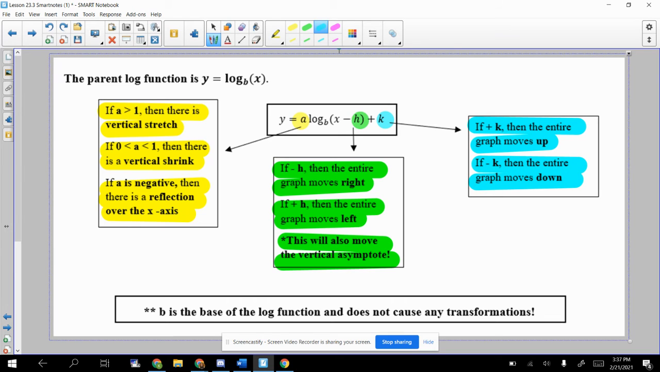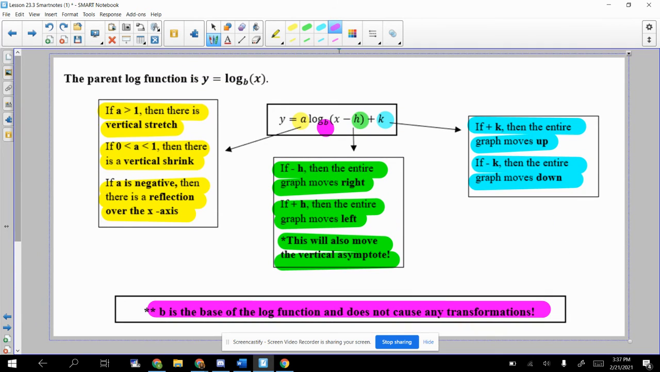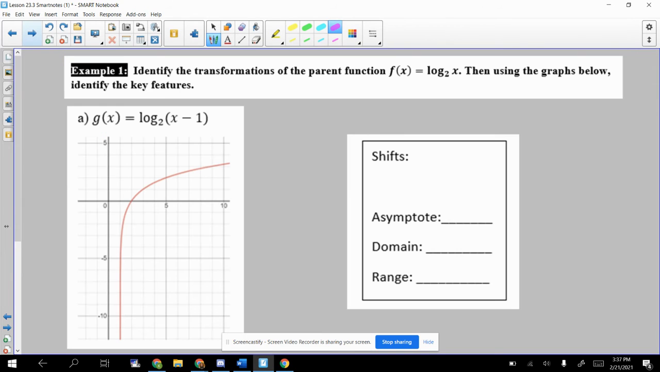Okay, and then last thing here, this little b, that is your base of the log function. Remember, we say log base b or log base whatever it is, and that's not going to cause any transformation. So it's really the same ideas as transformations we saw with exponential functions. So let's go ahead and try some.